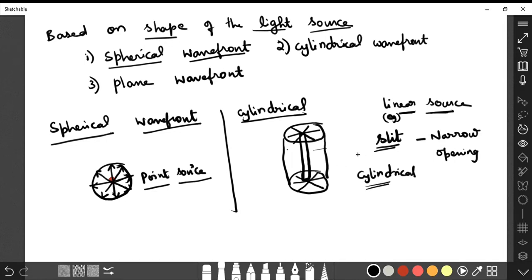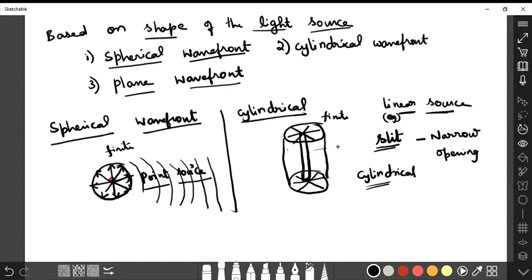Okay, next one is plane wavefront. What is the plane wavefront? Now you see, in both the earlier cases the point source is at a finite distance. If you keep moving away from the point source, the spherical wavefront will keep expanding like this, and at one point it becomes a plane wavefront. Here also the same situation. When we move forward, at one point we will get the plane wavefront.